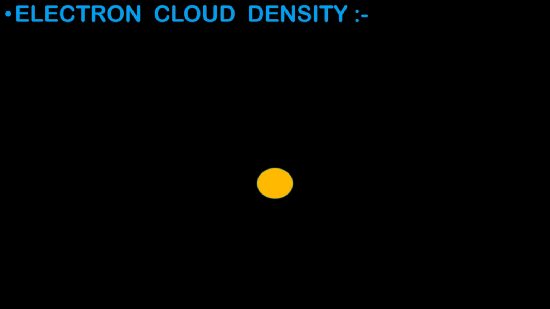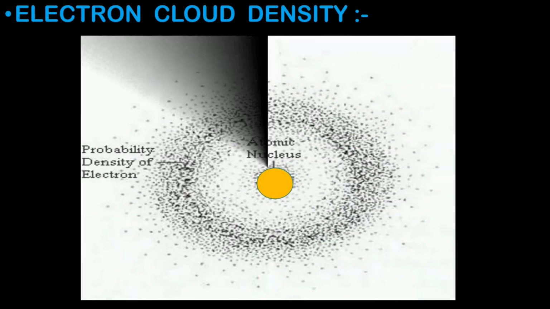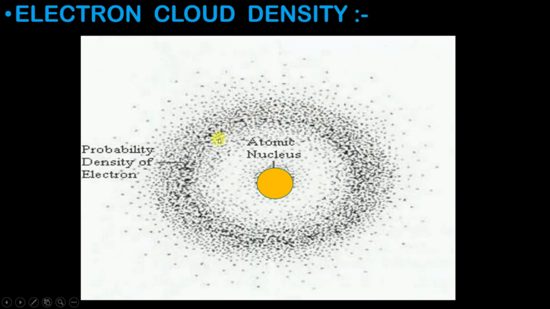Now what is the meaning of this? Can you see guys, we have shaded a region over here. This shaded region indicates that electron will be present somewhere in this region. Okay, so this region or this shape that we get is called as electron cloud.